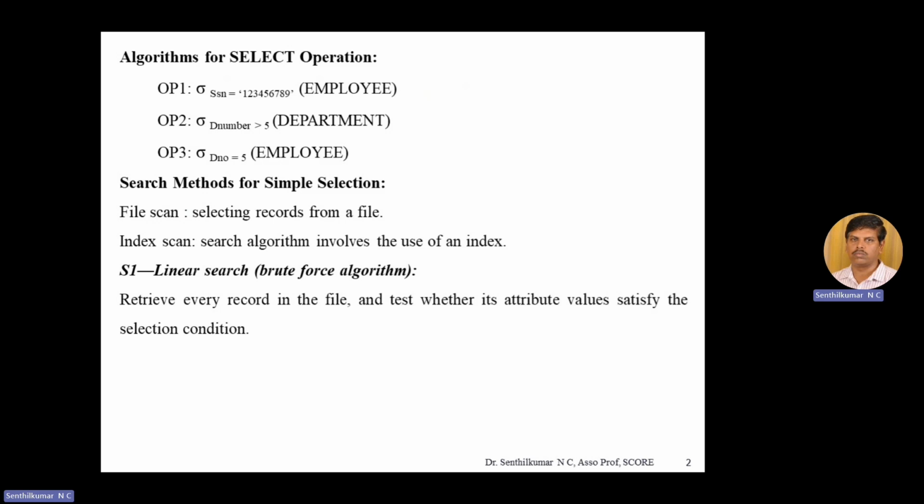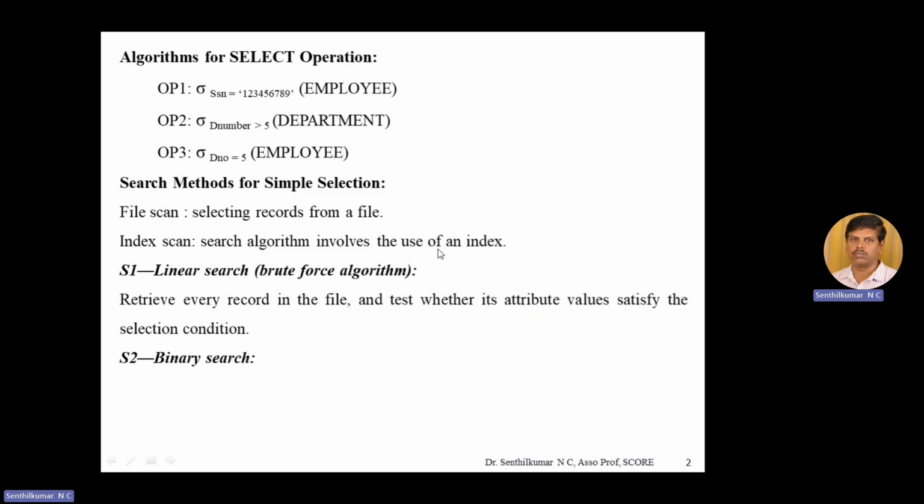Rows that satisfy are retrieved. For example, sigma SSN equal to some value on employee is given. The employee table will be taken. In the employee table, many attributes are there, and the primary key attribute is the SSN. The given input value is compared with each and every value of the employee relation's SSN attribute. If it matches, that particular row will be retrieved. That is the concept of linear search. From the data file, every record is retrieved and checked whether it has the given input value under SSN or not. If satisfied, that particular tuple will come in the result. That is the linear search.